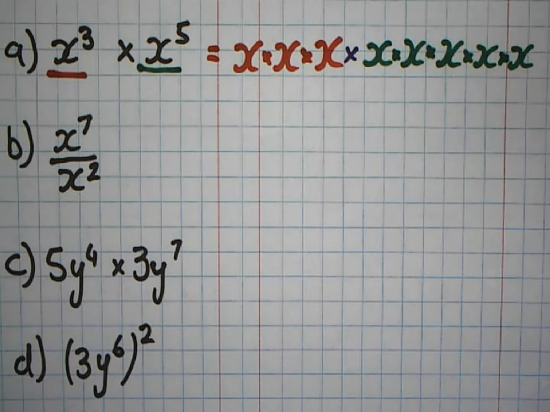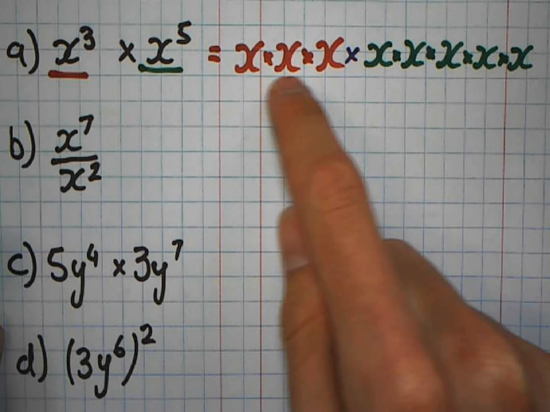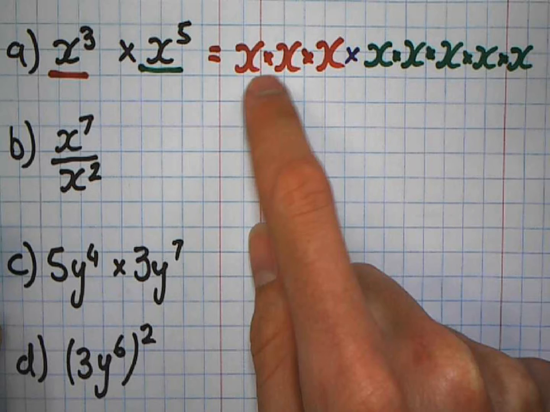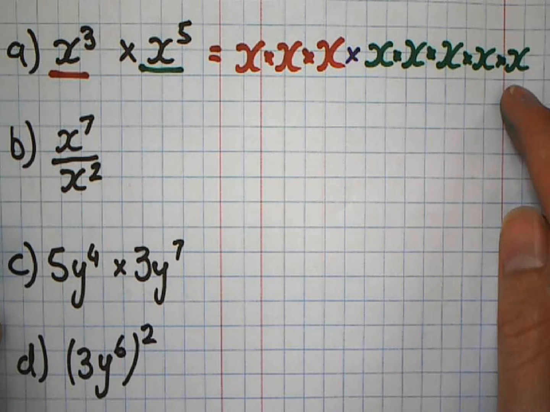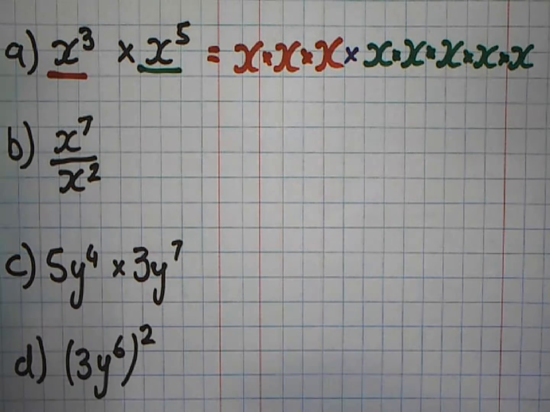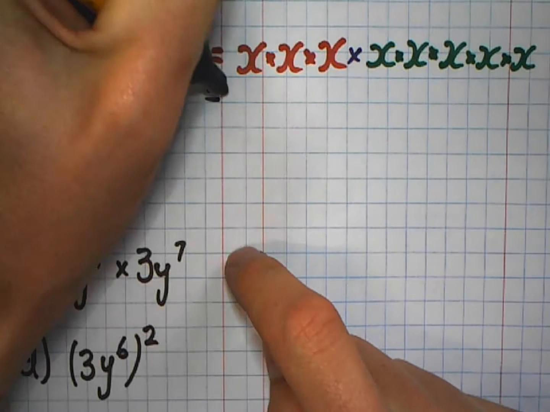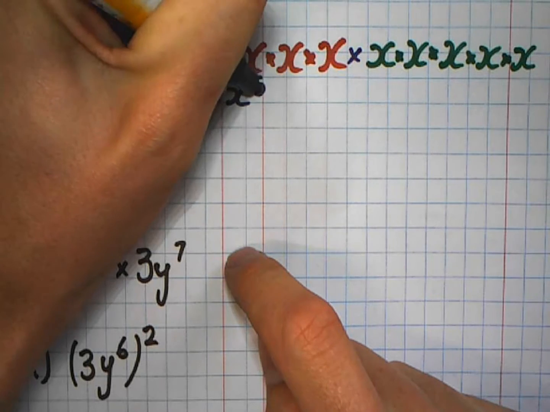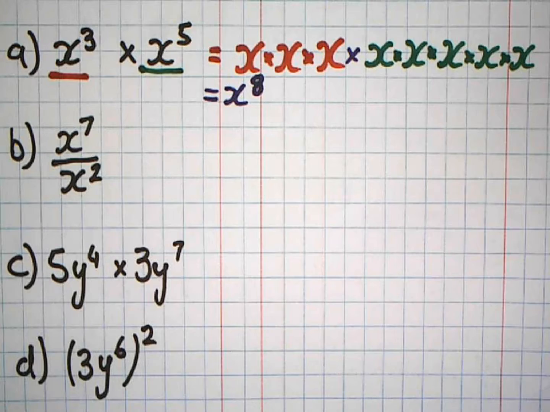So a shorter way of writing this is, if we've got 3 being multiplied together, it's x to the power of 3, but overall we've got 8 being multiplied together. We can just write this as x to the power of 8.